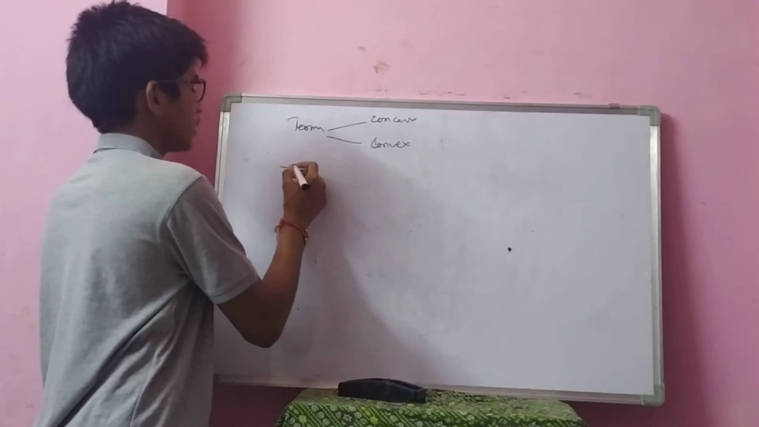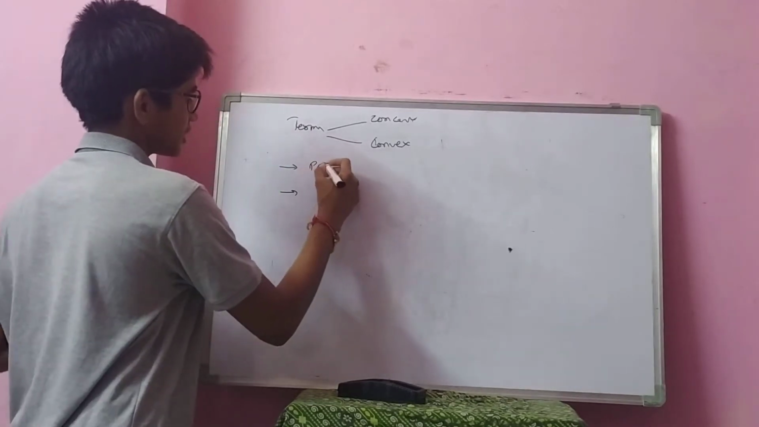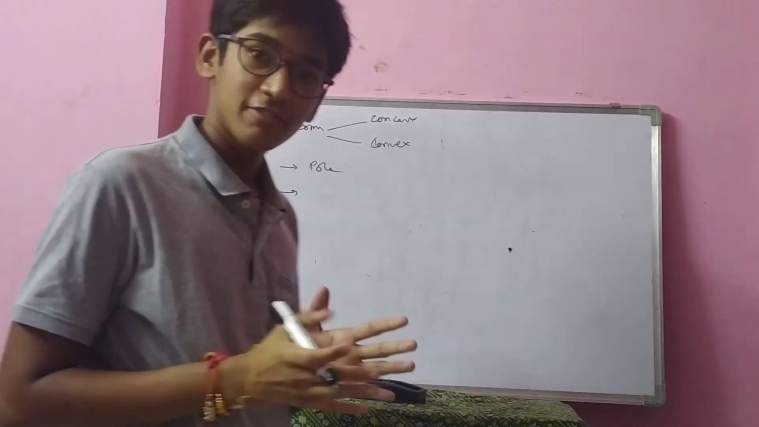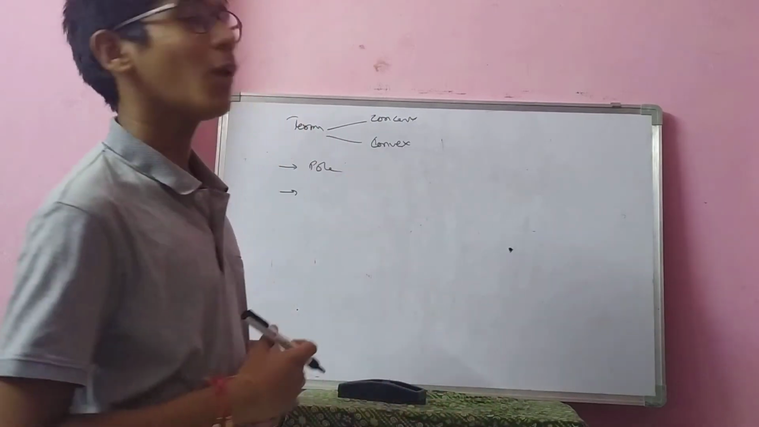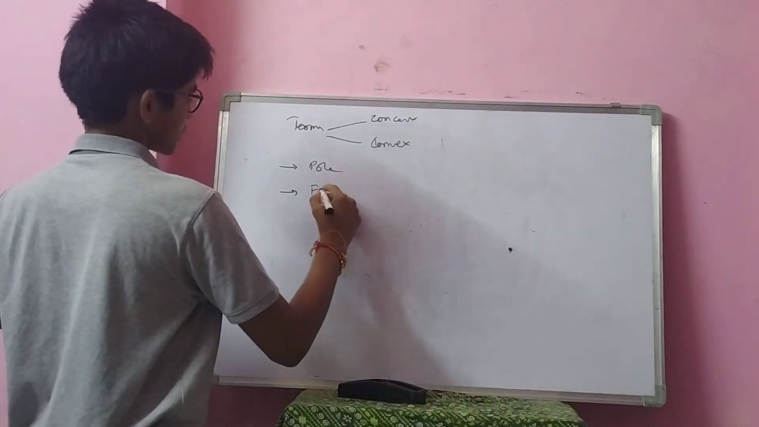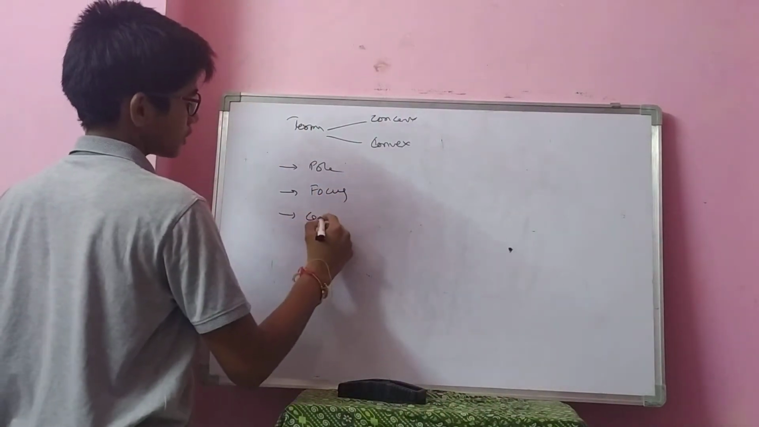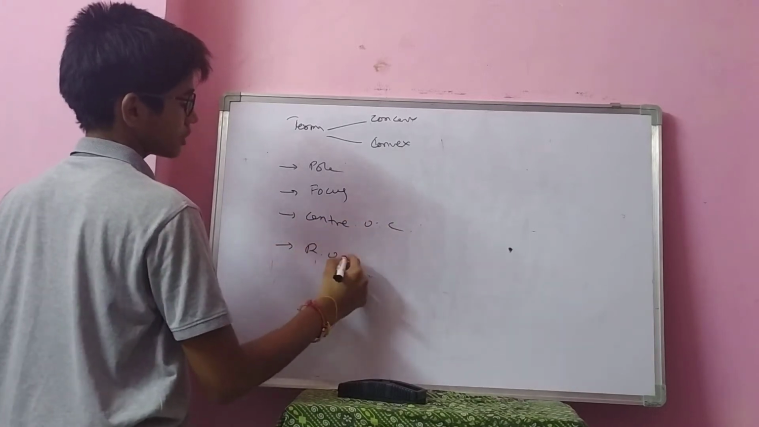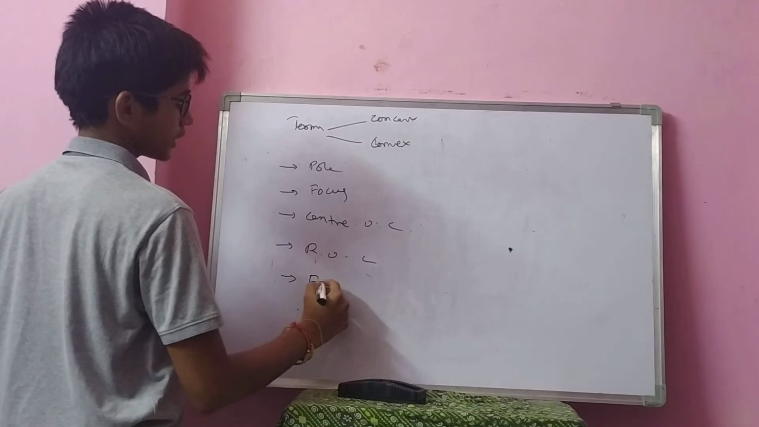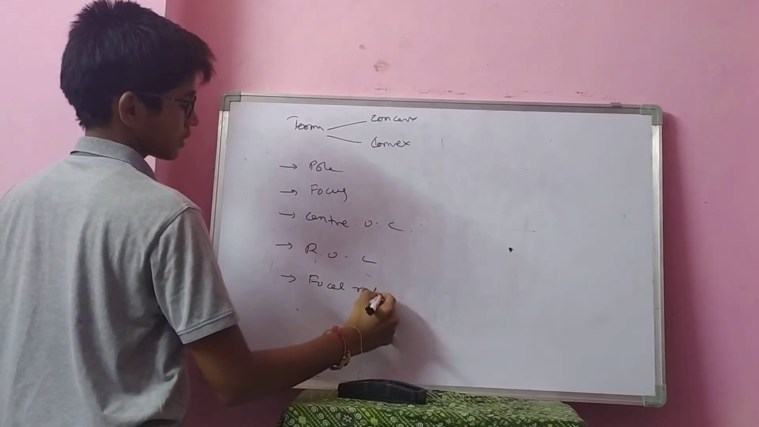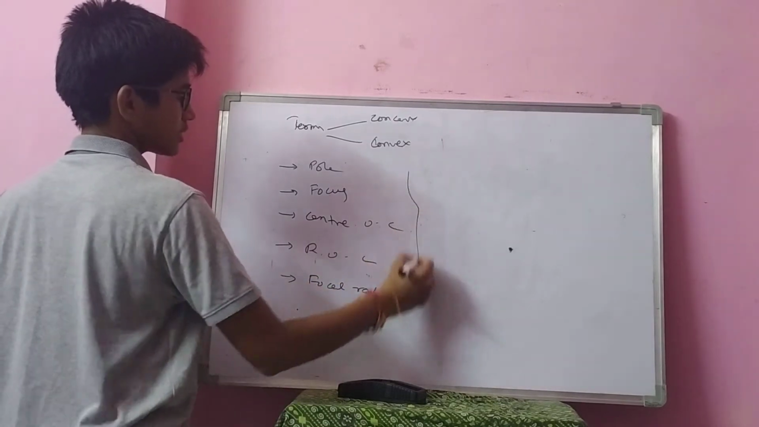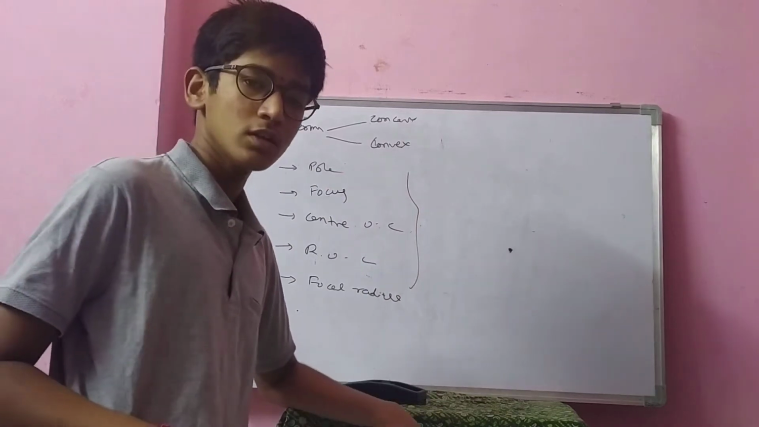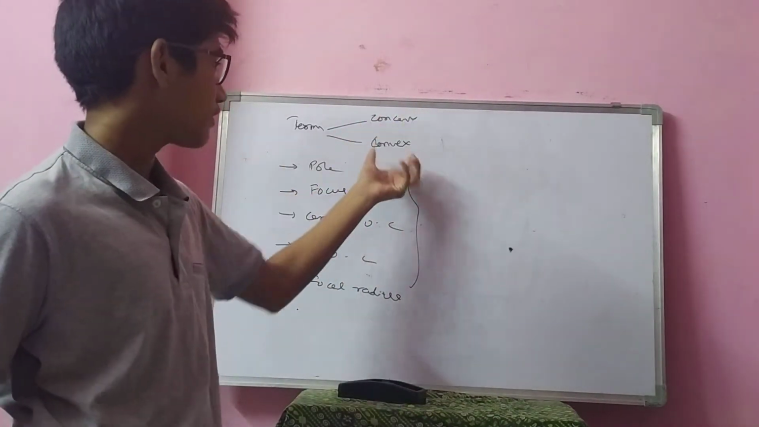Now I'll simply name the terms first so that you get clarity on what we are discussing. Firstly, pole, focus, center of curvature, radius of curvature, focal radius. These are some basic terms related to concave and convex mirrors.